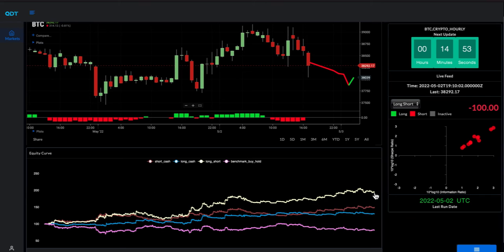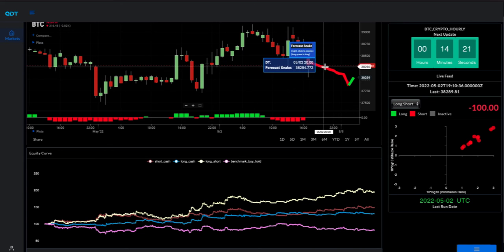How do you know what the strategy is telling you to do? That's what this number is here, minus 100. Be short. That's what it's telling you to do. If it tells you minus 50, that means be short with 50% of your capital. Or minus 70, be short with 70% of your capital. Or plus 20, be long with 20% of your capital.